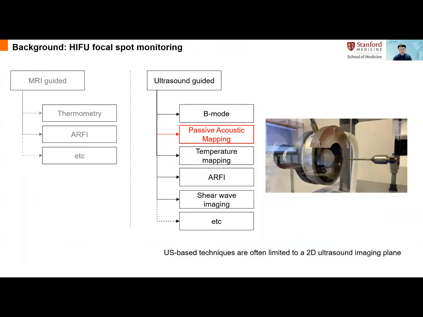Currently, HIFU treatment planning and real-time monitoring are performed by two primary imaging modalities: magnetic resonance imaging and ultrasound imaging. The ultrasonic-based method has the advantage of good cost efficiency, excellent temporal resolution, and is relatively unrestricted than MRI-based method. The structure of the ultrasonic-based method generally has a hole in the center of the HIFU transducer. An ultrasonic probe is installed in the center and conformally aligned with the HIFU focal zone. Therefore, the monitoring boundaries are also limited to a two-dimensional ultrasound imaging plane.